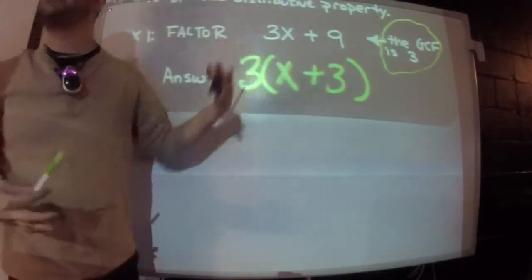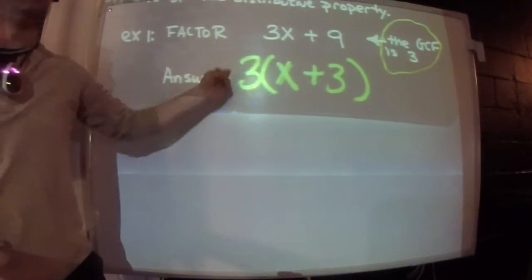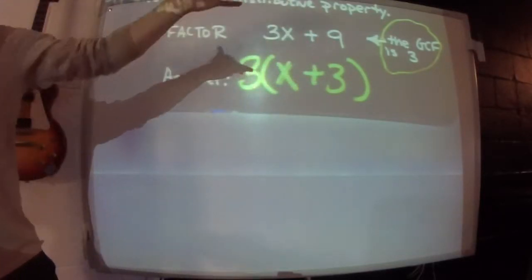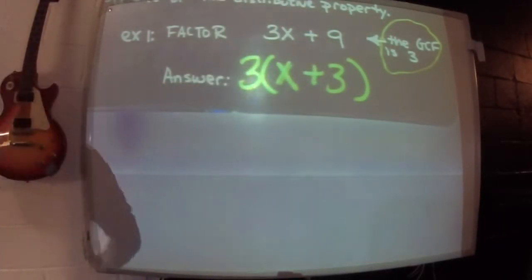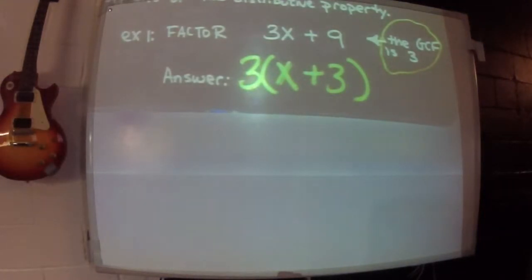So if done right, you're putting a number outside of a parenthesis, and then if you redistributed it, you get back to what you started. What we're trying to do is undistribute. Factoring the GCF is undistributing some sort of number. All right, let's look at example 2.